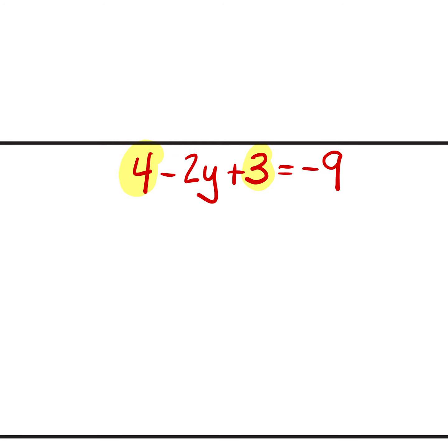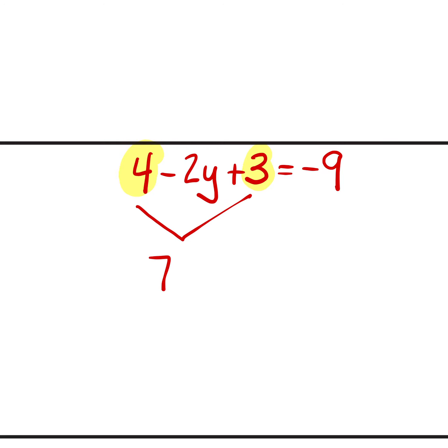Do not think that we are subtracting 4 from 3 to combine like terms. This is not 4 minus 3. That minus sign goes to the 2y, not the 4. This is 4 plus 3. So go ahead and combine those. 4 and 3, 4, 5, 6, 7.